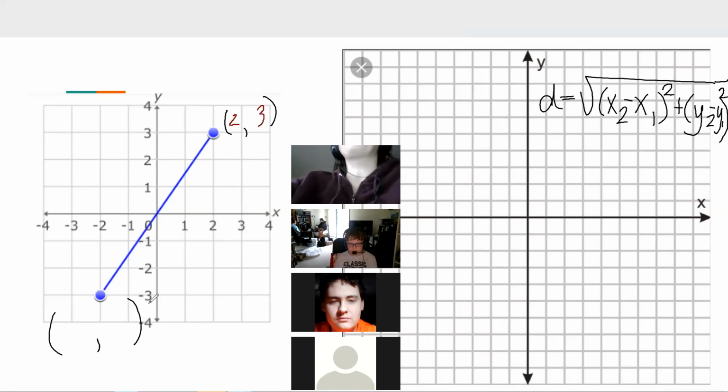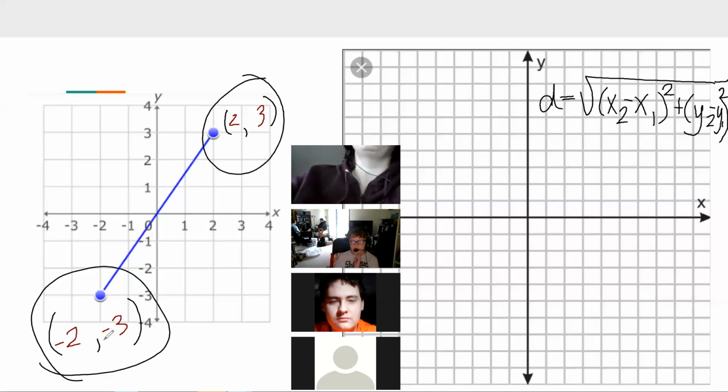Okay, we've got a 2, 3, and a -2, -3. Perfect. Okay, so now we've got to figure out what's x2 and what is x1. x2 stands for one of your x values, x1 is the other one. So which one should we label as x2 out of these coordinate points here? Probably label the one in the negatives.